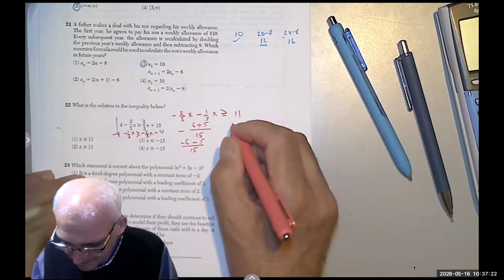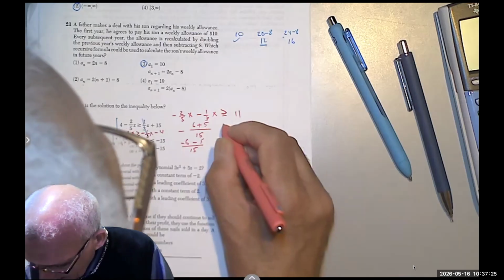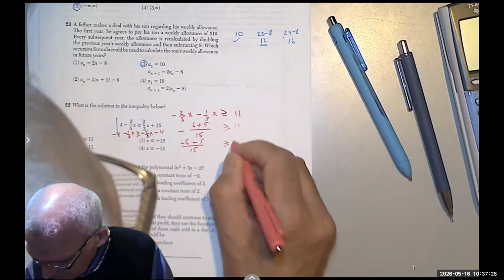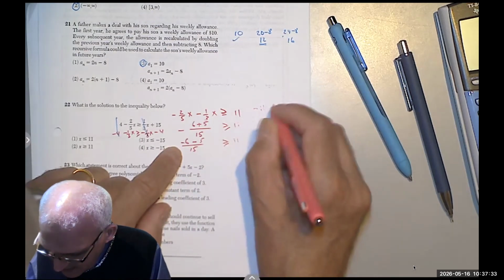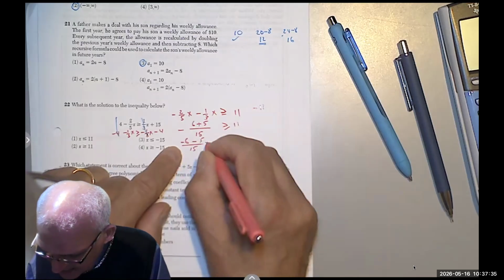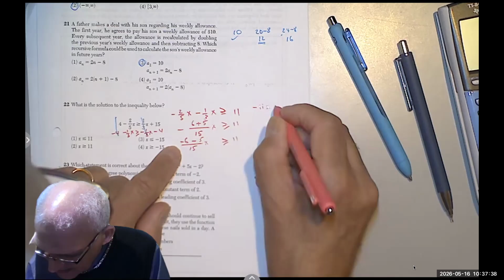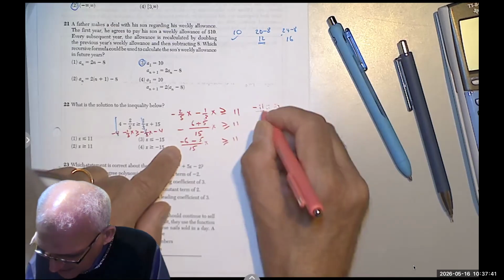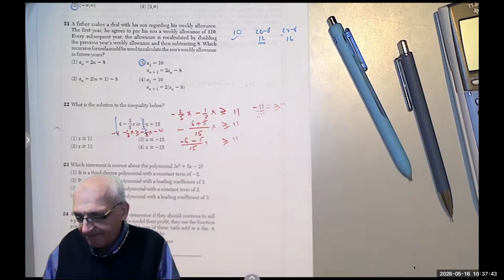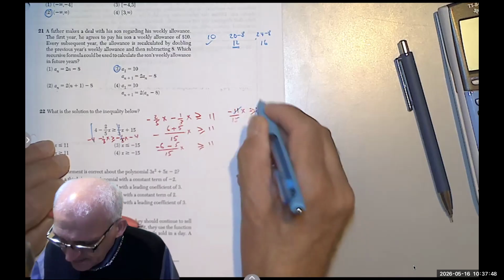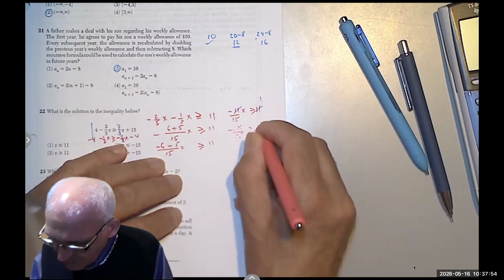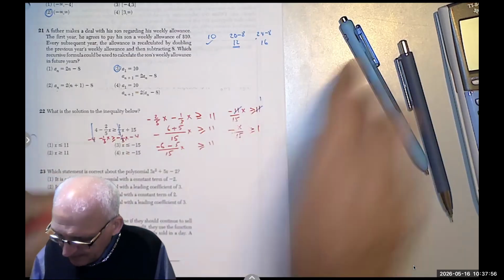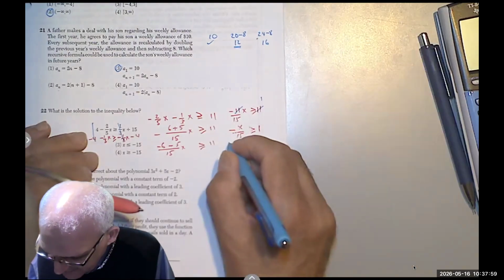In both cases, first of all, this is greater than or equal to 11. I simplify, so I get negative 11 x over 15 is greater than or equal to 11. And then I can divide by 11 on both sides. So I get negative x over 15 is greater than or equal to 1. And then I multiply both sides by negative 15.